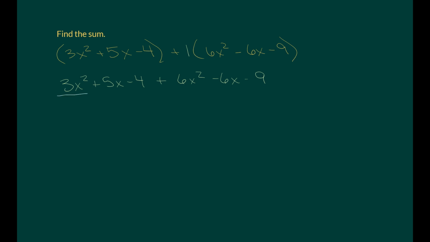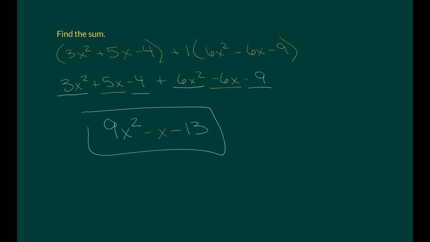So let's look for all the highest exponents first so that we can write it in standard form. So we have 3x squared plus 6x squared. That would give me 9x squared. Then I have 5x minus 6x, so minus x. And then the last thing is minus 4 and then minus 9. So negative 4 minus 9 would be a negative 13. So that would be my final answer. Now, I know the problem doesn't ask you, but if it did, the degree of this polynomial would be 2 because your highest exponent is a 2. And the leading coefficient would be the 9.